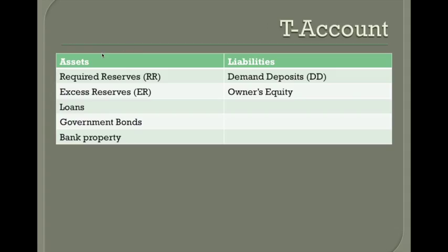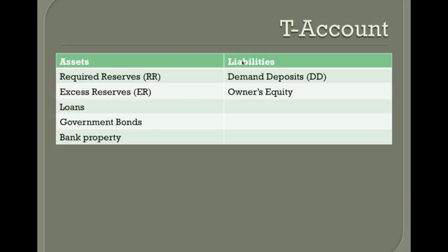Now here's a little chart that shows you what's called a T account. It has a list of all the assets that a bank could have and all the liabilities that a bank could have. So under assets, you see we've got what are called required reserves and excess reserves, and we'll go over those. Loans, so money that a bank loans out, those are their assets. Government bonds, if the bank lends money to the government and so they own government bonds, that would be an asset. And then bank property, so the building itself, all the different equipment that the bank owns is also an asset.